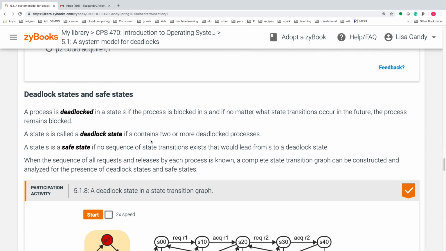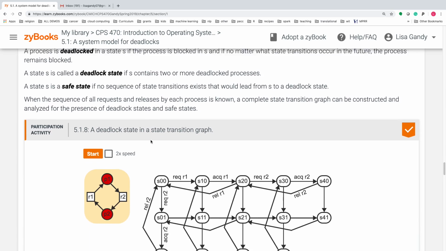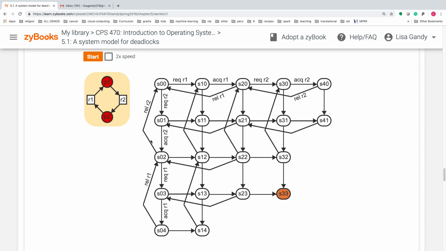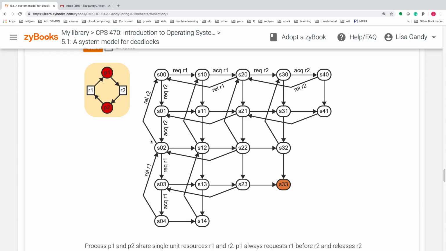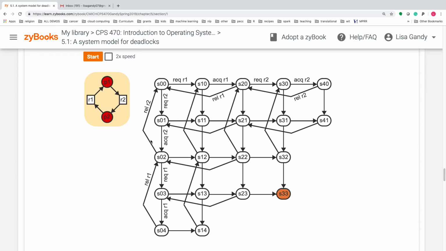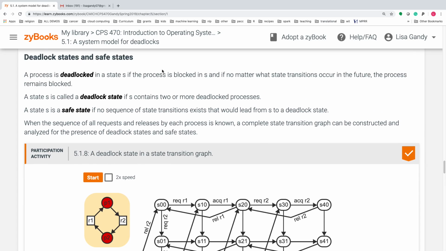Okay. So we looked at the resource allocation graph, and we have the states. So now we have this really fun graph here. This is just a giant state graph, and we'll see the whole thing in a minute. We can see from the graph where you could be deadlocked and which are safe states. A safe state is basically if no sequence of state transitions exists that would lead to deadlock.